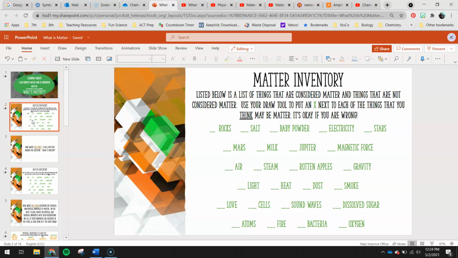So this is a little matter inventory checklist, and below you have a bunch of items listed. You're going to read through them, and you'll use your draw tool to mark whether or not you think they are matter. If it's matter, you're going to put a little X next to it. So rocks, you might think rocks are matter, so you would put an X there. If you don't think it's matter, you're just going to leave it blank. Okay, so take a second to do that, pause this video as you need, and then we're going to move into our next part where we actually learn a little bit more about matter.